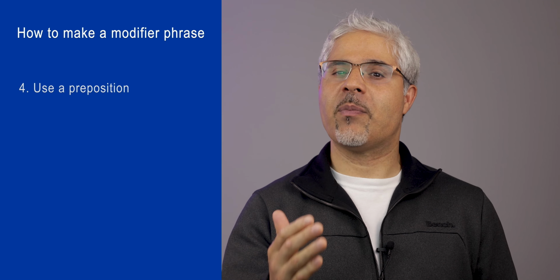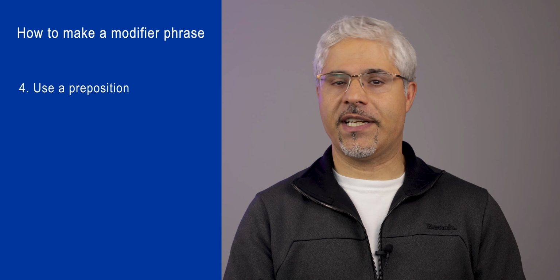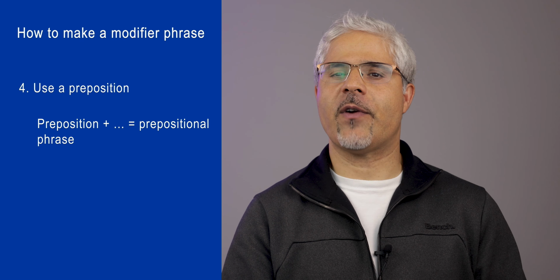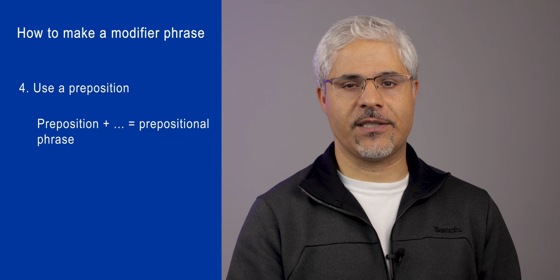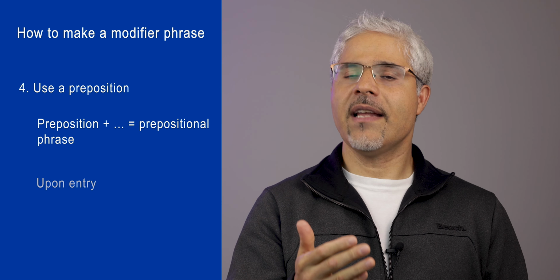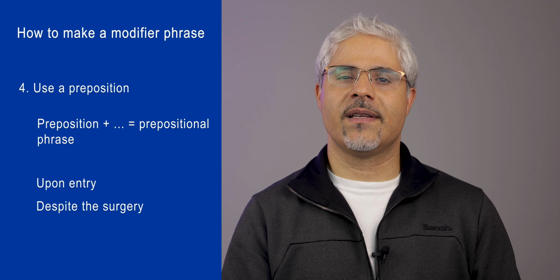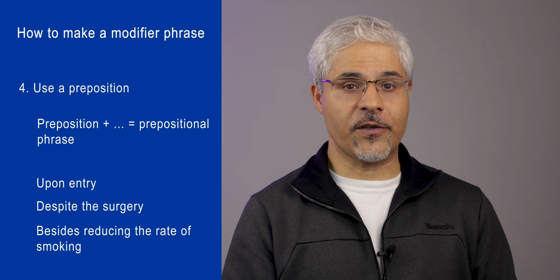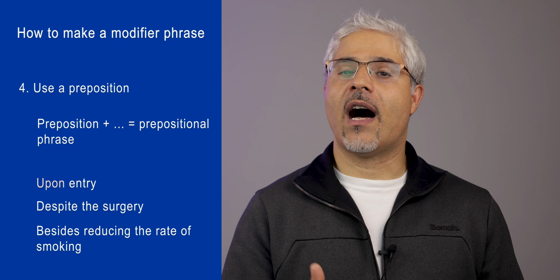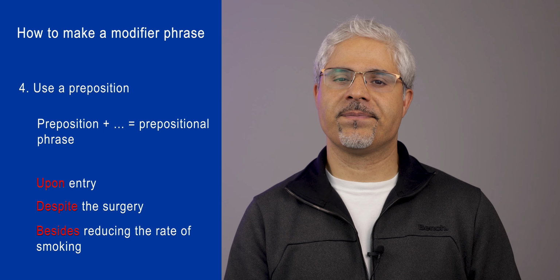Finally, you can use a preposition and the rest of the phrase. There are many prepositions in English, and every time you add some words after a preposition, you create a phrase that is called a prepositional phrase. Here are some examples. Upon entry. Despite the surgery. Besides reducing the rate of smoking. Please note that the words upon, despite, and besides are prepositions.